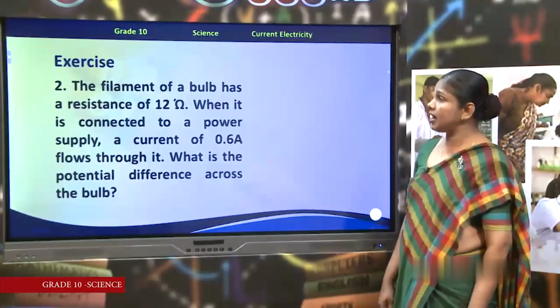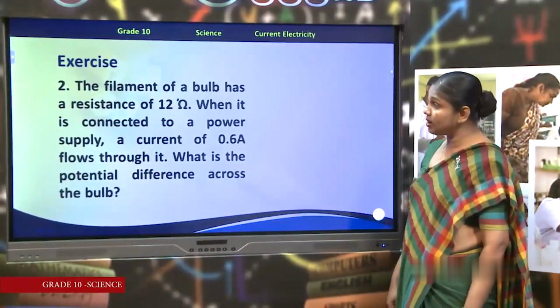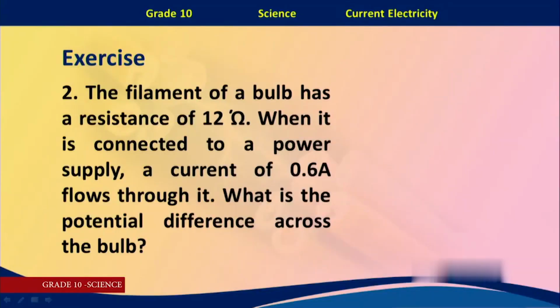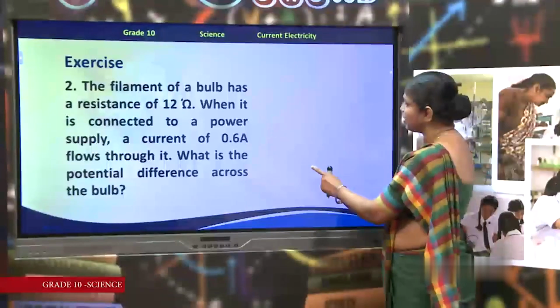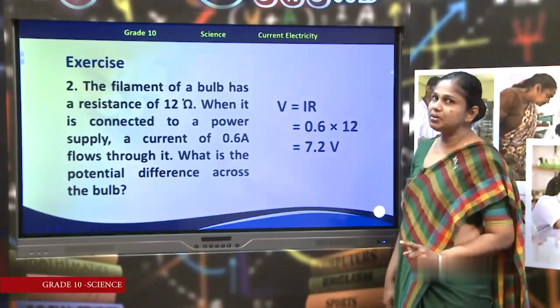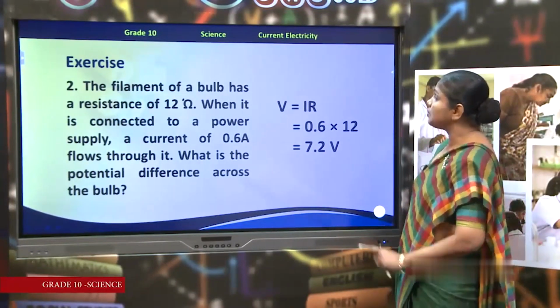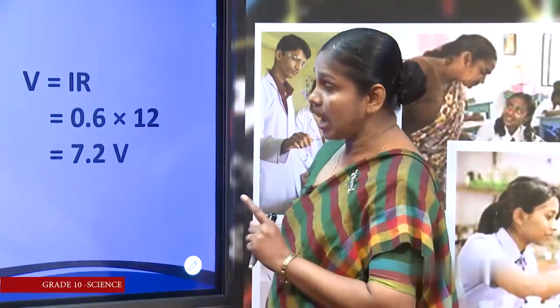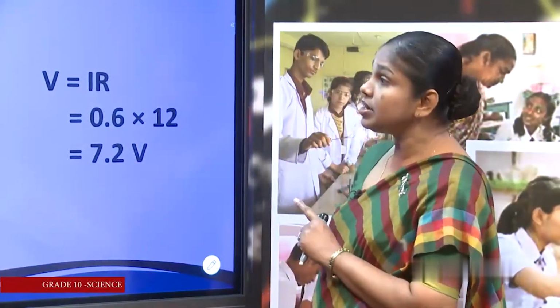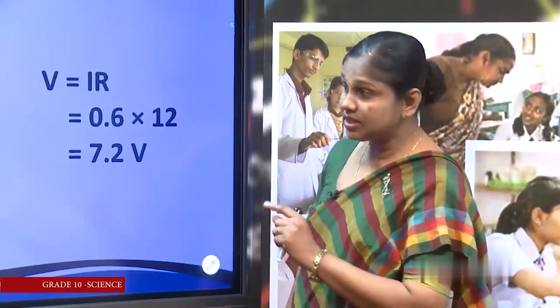The filament of a bulb has a resistance of 12 ohm. When it is connected to a power supply, a current of 0.6 amperes flows through it. What is the potential difference across the bulb? This is how you get the answer. Always remember, children, you must write the equation before simplifying, right? V equals IR, then I is the current flow, 0.6 ampere, and 12 ohm is the resistance here.